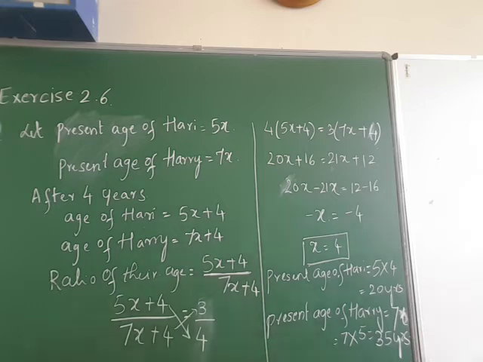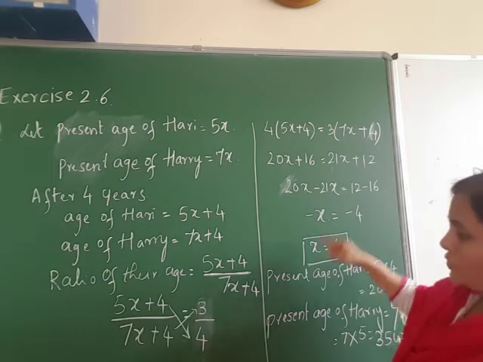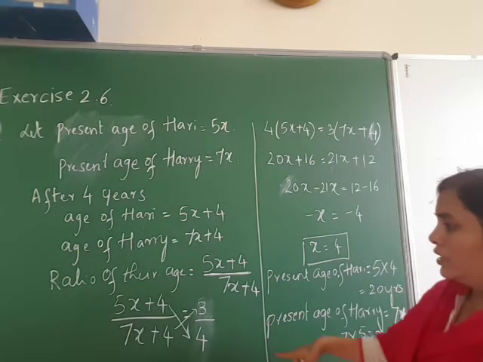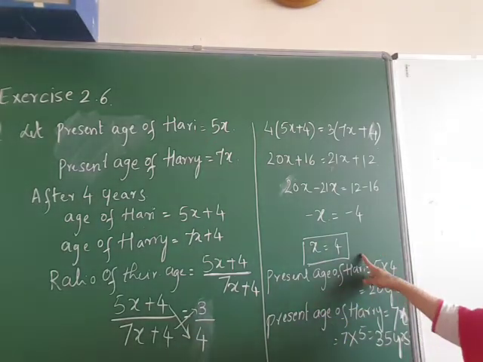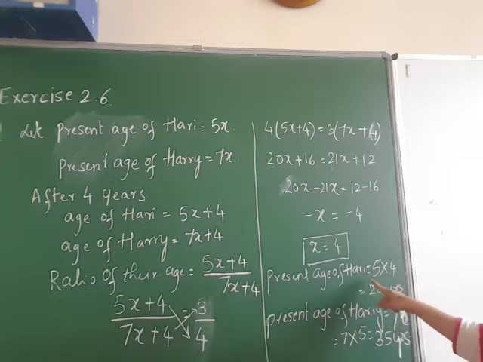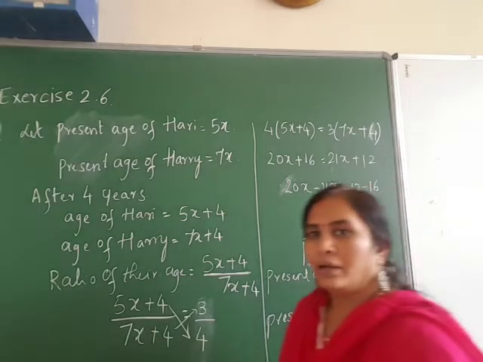So when we solve a linear equation where the ratio is given of their present ages, you have to equate with their ratio. Then you have to solve a linear equation. Here denominators are there, so you have to cross multiply, and we get the value of x as 4. The present age we considered as 5x, 5 4s are 20 years for Hari, and present age of Harry is 7 into 5, 35 years. Thank you. So next sum.